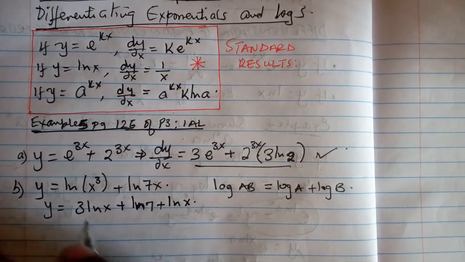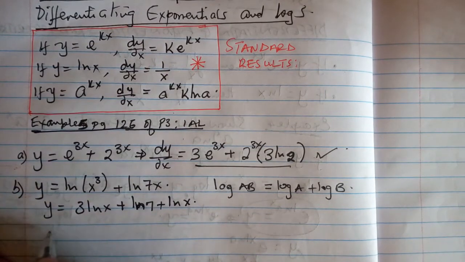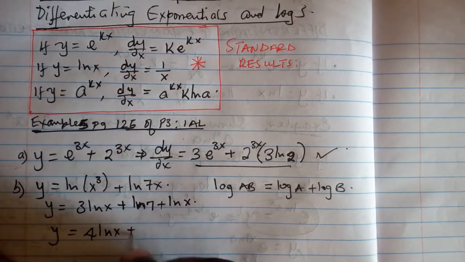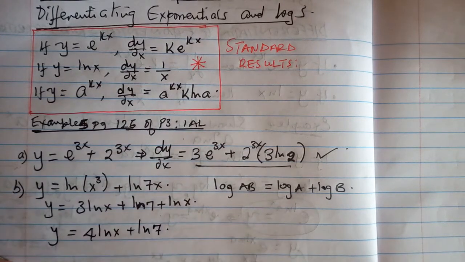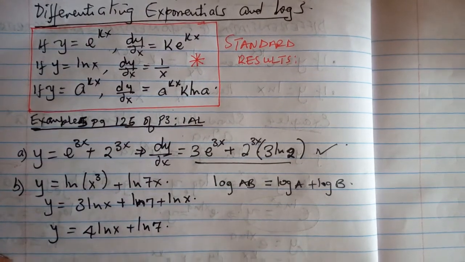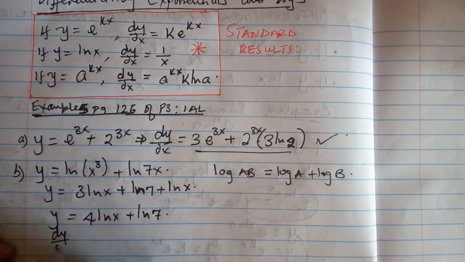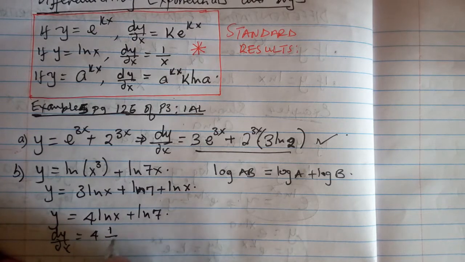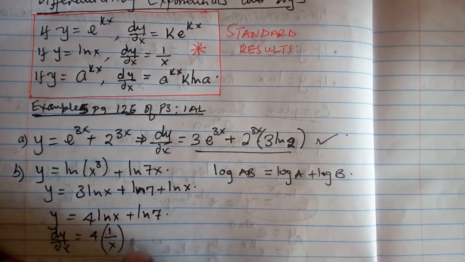And at that point, we can collect the like terms, and we're going to have y is equal to 3 ln x plus ln x, which is 4 ln x plus ln 7. And of course, dy dx now becomes 4, and the differential of ln x is simply 1 over x. So we multiply by that, plus the ln of 7, which is a constant and differentiates to zero.